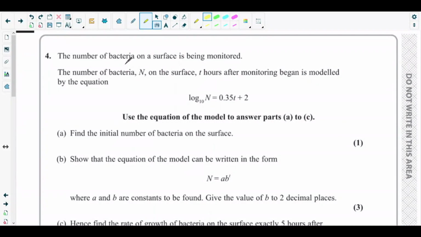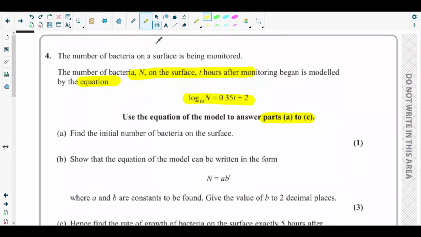The number of bacteria on a surface is being monitored. The number of bacteria n on the surface t hours after monitoring began is modeled by the equation log base 10 of n equals 0.35t plus 2. Use the equation of the model to answer parts A to C. So this is the equation for estimating the number of bacteria on a surface.